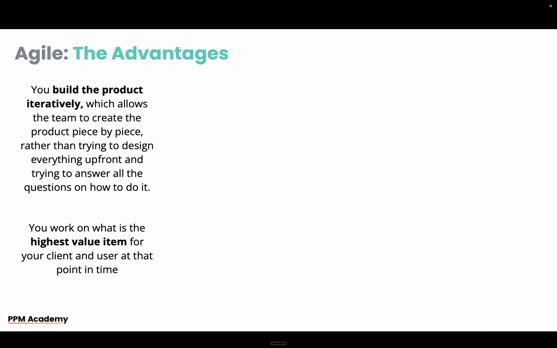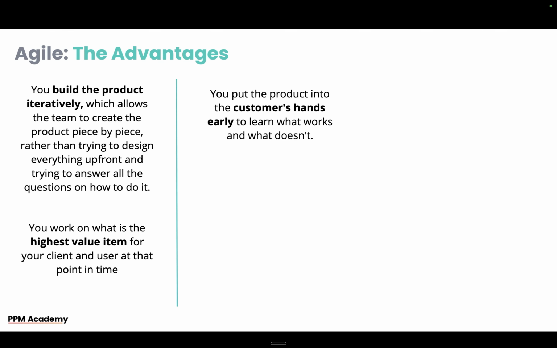And you work on what is the highest value item for your client or your user at that point in time. So rather than being bound to those requirements at the start, you can go, right now, oh, something's changed in the industry. We need to get our website to do this right now. And you can do that with a more agile way of working.